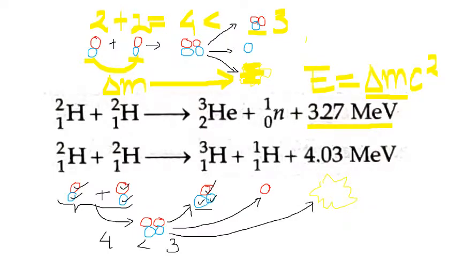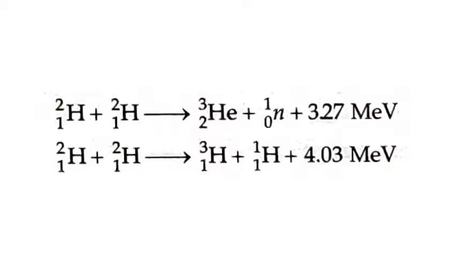Fine. Again, there is a difference in the mass coming into the picture. This difference in the mass, delta M, the difference of the mass of one neutron, what is happening? It is being converted into the energy.